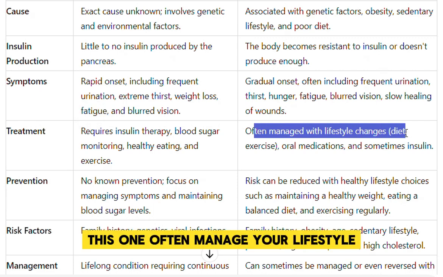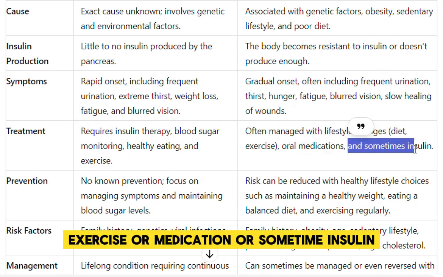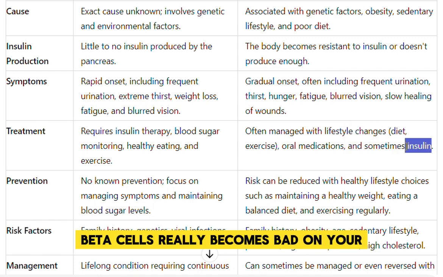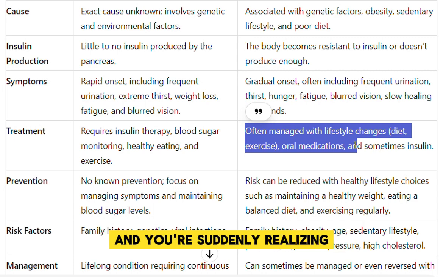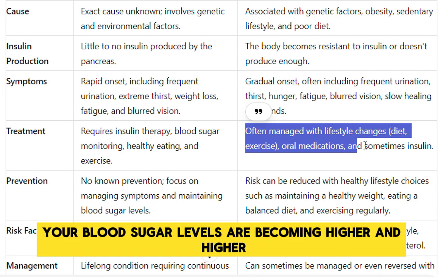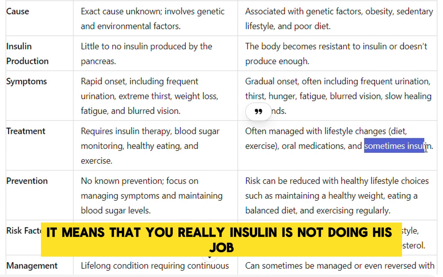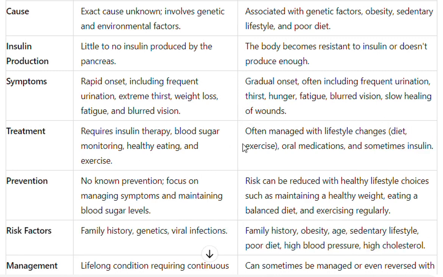Now this one you often manage with lifestyle, exercise, oral medication, and sometimes insulin. That is when your beta cells really become bad and your blood sugar levels are skyrocketing, because either you eat a lot of sugar, or if you're not eating a lot of sugar and you start realizing your blood sugar levels are becoming higher and higher, it means that your insulin is not doing its job, so you may need a shot of insulin.